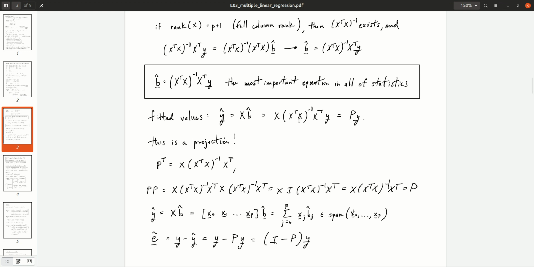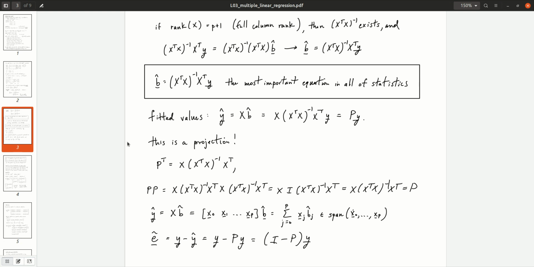Now it turns out that x transpose x itself is a symmetric matrix. And one of the properties of symmetric non-singular matrices is that their inverse is also symmetric. So the transpose of x transpose x inverse is just x transpose x inverse. And then the last one is x transpose. And if you look at this equation, it's the same as this equation. So P equals P transpose, and therefore it's symmetric.